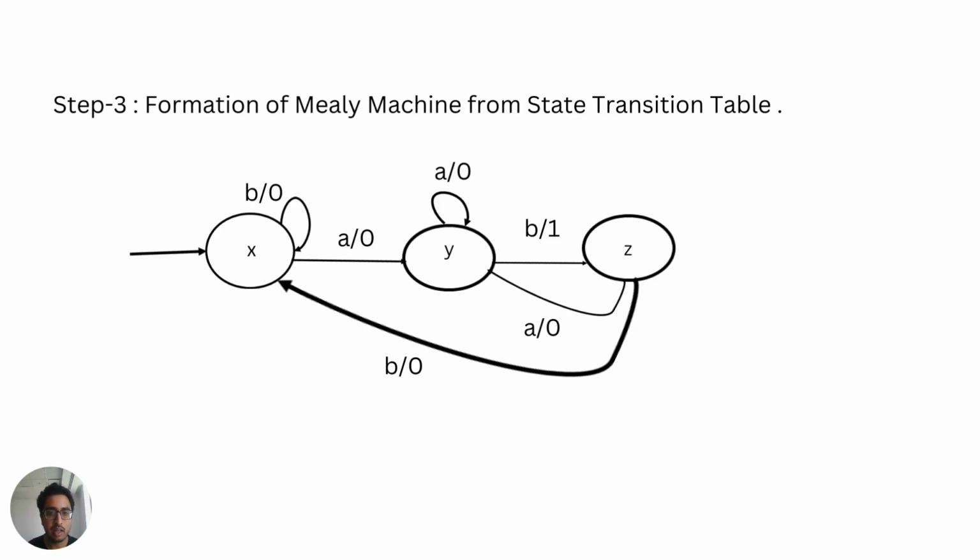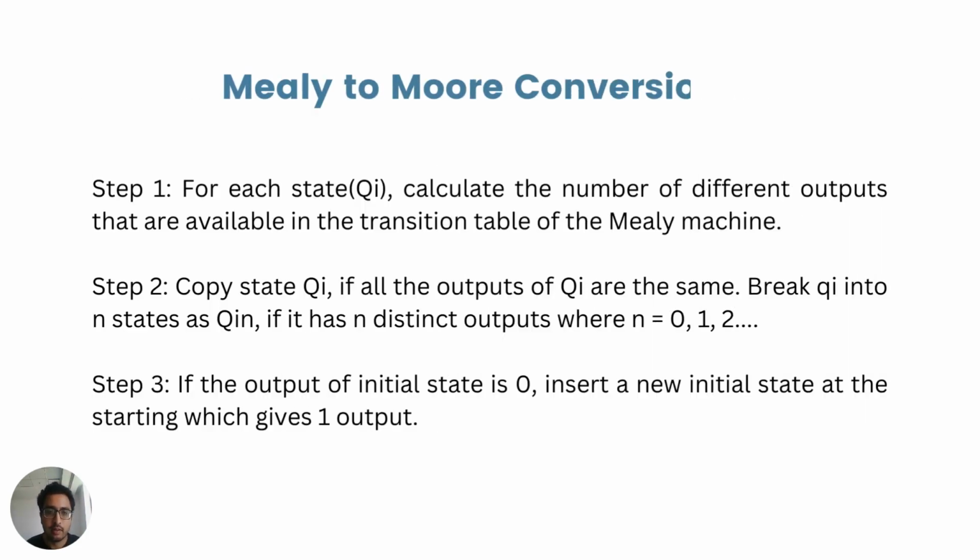Similarly, if we take input in state Y, it will remain at state Y and its output will be 0. Similarly, you can see it for state Z also. If we take input A in state Z, its output will be 0 and it will go to state Y. Similarly, if we take input B in state Z, it will go to state X but its output will be 0. So moving on to the next slide.